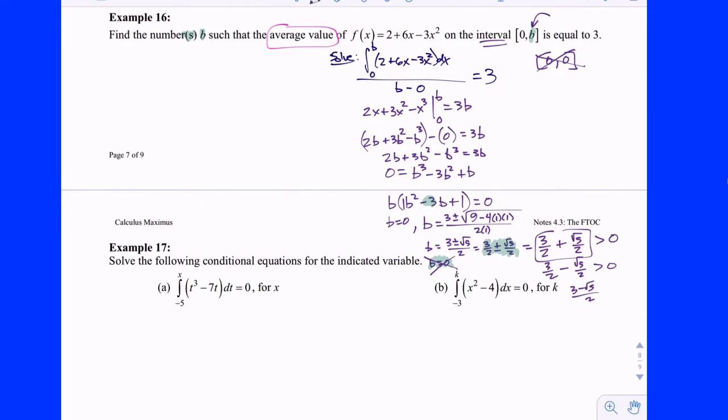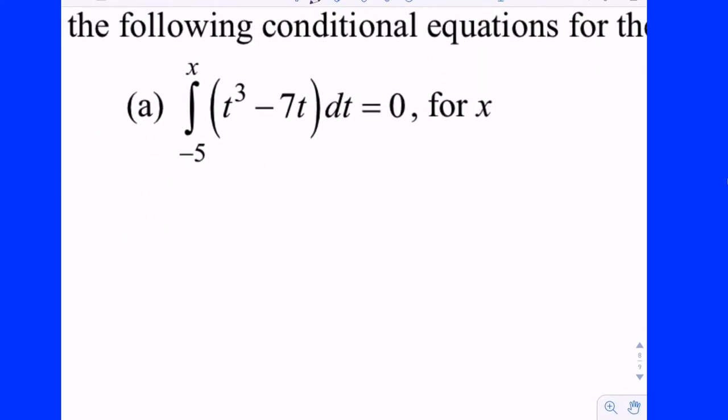All right, example 17. Solve the following conditional equations for the indicated variable. All right, we got the integral from -5 to x of t cubed minus 7t with respect to t equals 0, and we're going to solve it for x. I'll let you try it on your own. We just solved the conditional equation, right? You know how to do this. You got this. You don't need me.